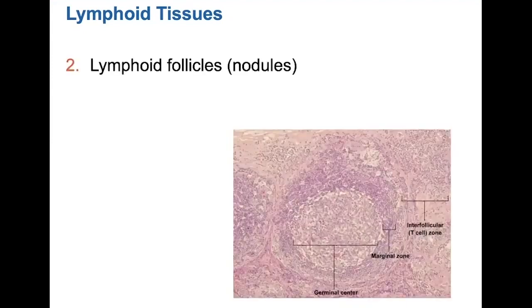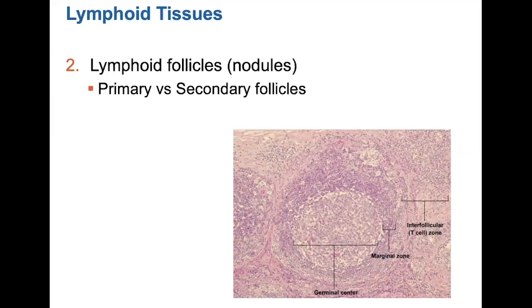The second type of lymphoid tissue is what is called a lymphoid follicle or a nodule. Don't confuse nodule with nodes. These follicles have a distinct boundary and are circular or oval in shape. A follicle can either be a primary follicle or a secondary follicle. The difference is that a secondary follicle has a light-staining center called a germinal center.